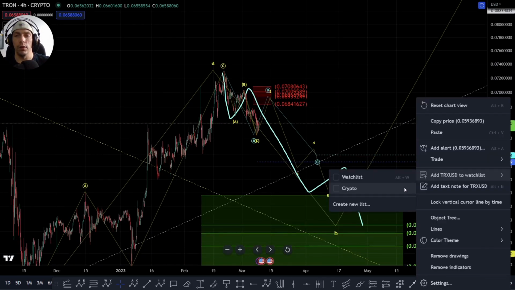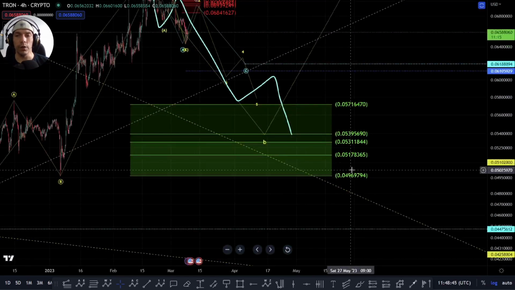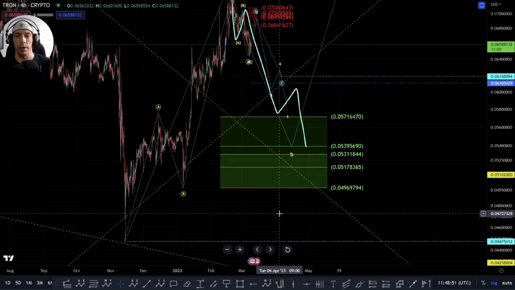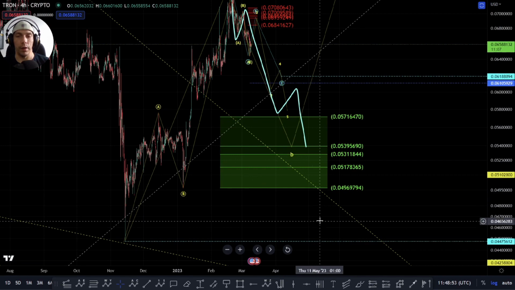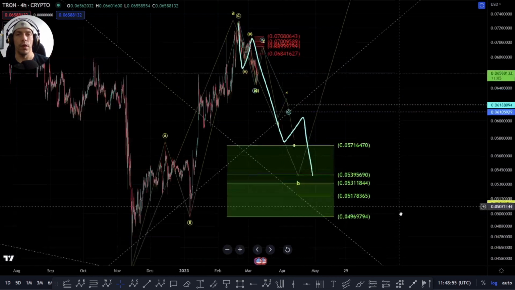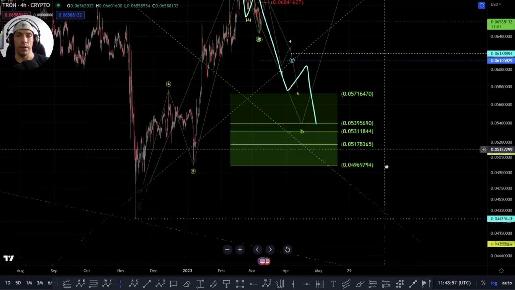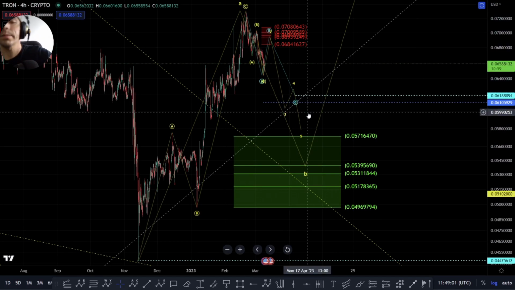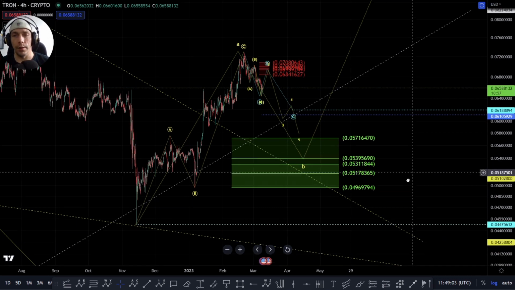But if we start to lose the 786, which would be this 4969 area, it becomes likely that we're going to take this low again, and potentially move back through this descending trend line that we've got here. So just keep an eye on that.